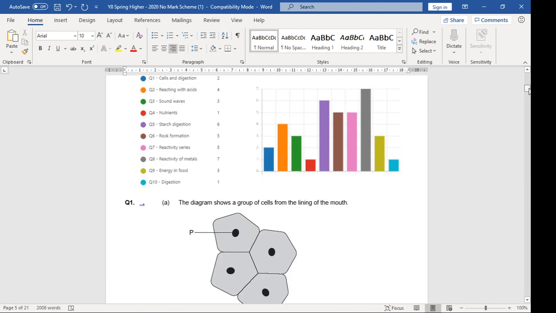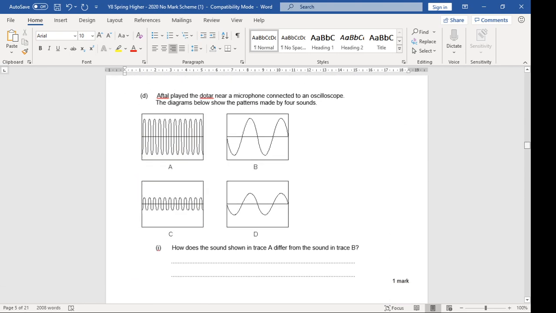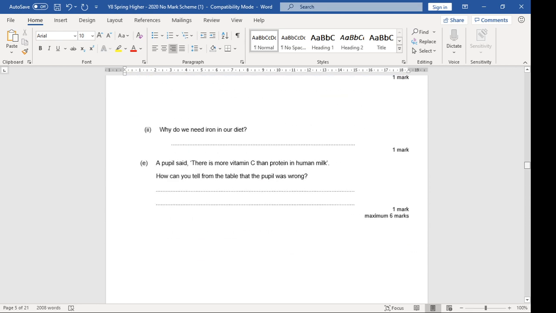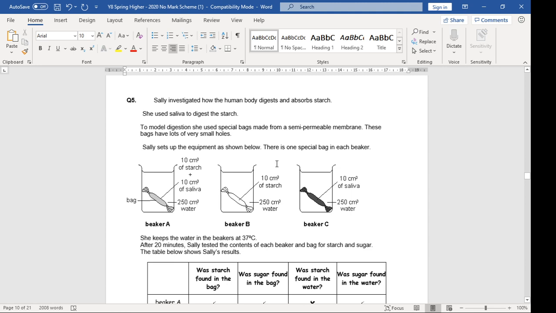Questions number 3 and 4 seemed fine. Question number 5, which is about starch digestion, is one we will go through. This is a pretty tough question, but it's also quite similar to a practical we did. So we've got saliva digesting the starch, or more particularly amylase in the saliva. We've got these Visking tubing bags, which are made from a semi-permeable membrane. So smaller molecules can pass through, larger ones cannot.